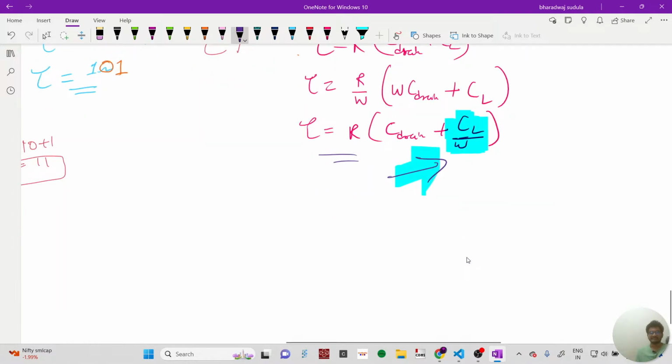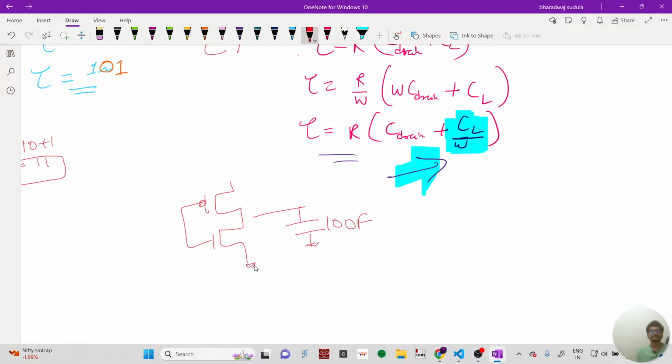So life is happy now. Let's take an inverter. Even if you load it with 100 farad, I'll size my inverter so that the resistance is really low and the current flowing through the PMOS or NMOS is really high, and thus the charging and discharging time of the 100 farad will eventually reduce by a factor of W.